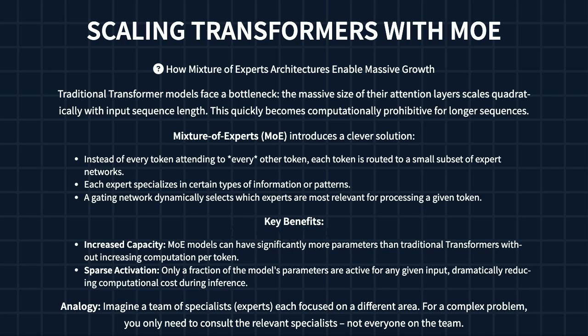Enter mixture of experts, or MOE. Instead of every single token needing to look at every other token, each one is routed to a small group of specialized experts. Think of it like having a team of specialists. Only the relevant ones are consulted for a particular task. This sparse activation drastically reduces the computational cost during inference, while still allowing us to build models with incredibly large parameter counts.